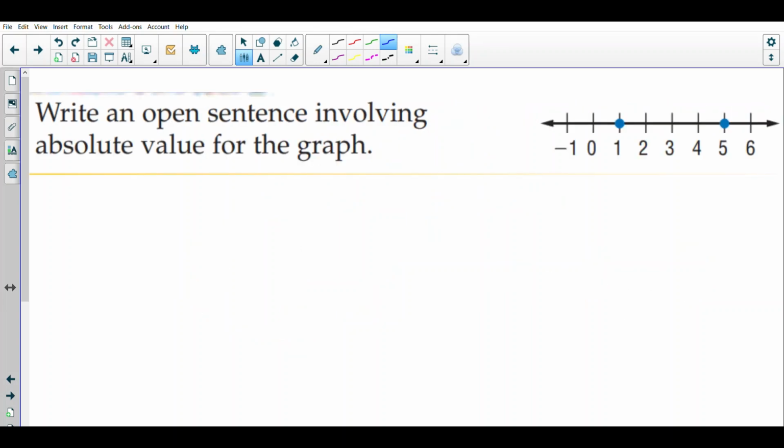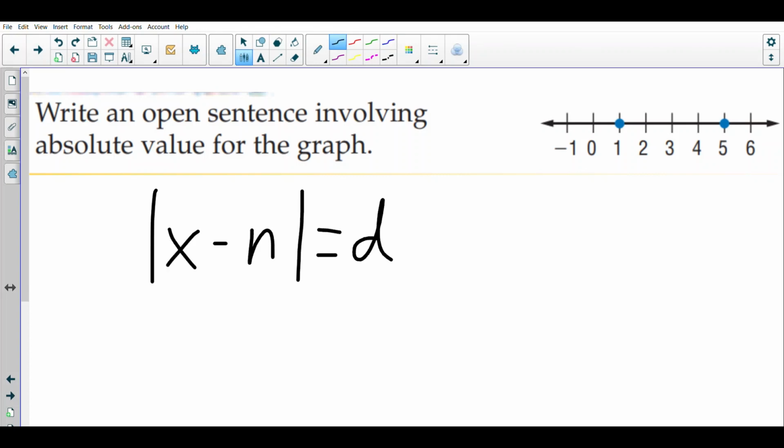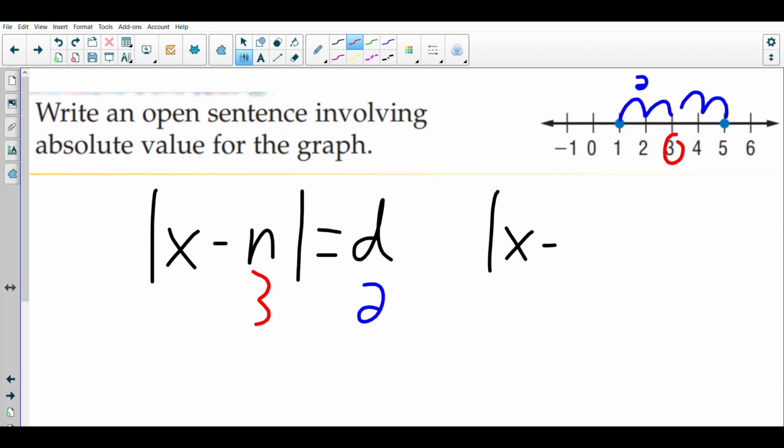So here's another open sentence. I'm starting with the premise of the absolute value of x minus n is equal to d. We've got our 2 points, so we find the middle. 1, 2, 1, 2. So my middle number is 3. So I've got 3 here and my 2 here. So my open sentence is the absolute value of x minus 3 is equal to 2. And that's all there is to it.